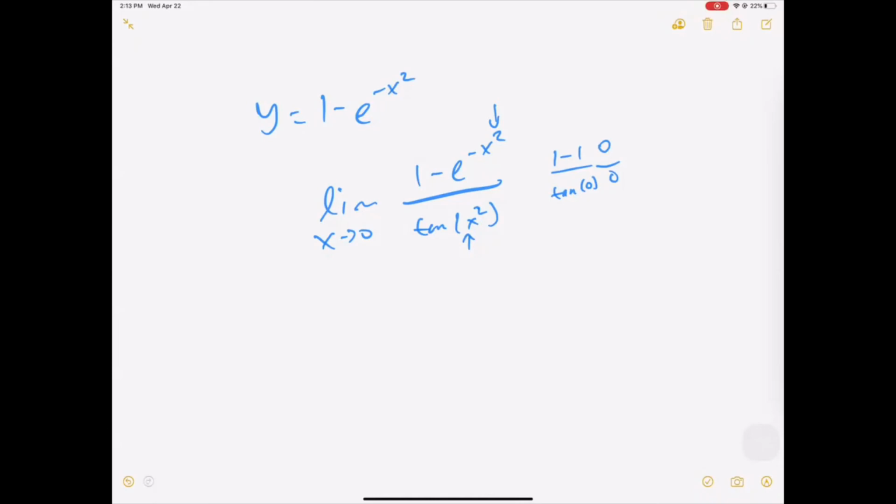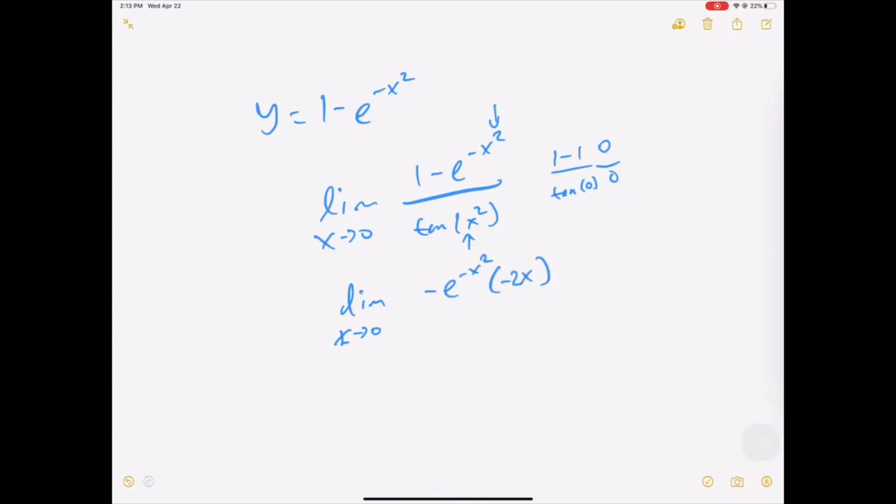L'Hospital's rule. And the rule is this. If it's 0 over 0, just take the derivative and try again. We take the derivative. What's the derivative on top? That's going to be, let's rewrite it, limit as x approaches 0 of, 1 goes away. Was negative e to negative x squared, chain rule, negative 2x.